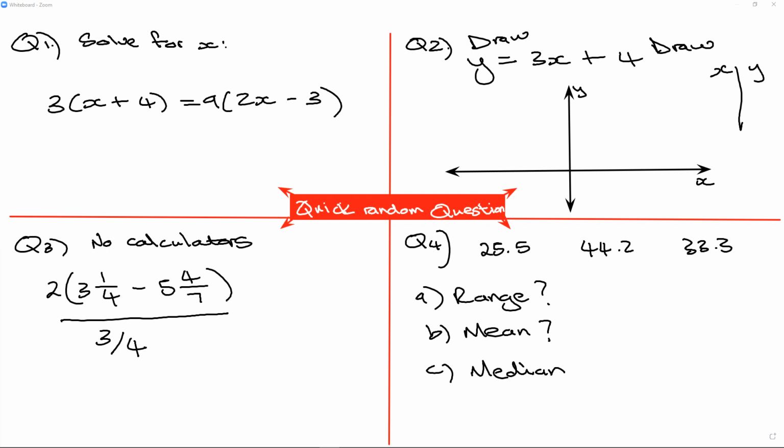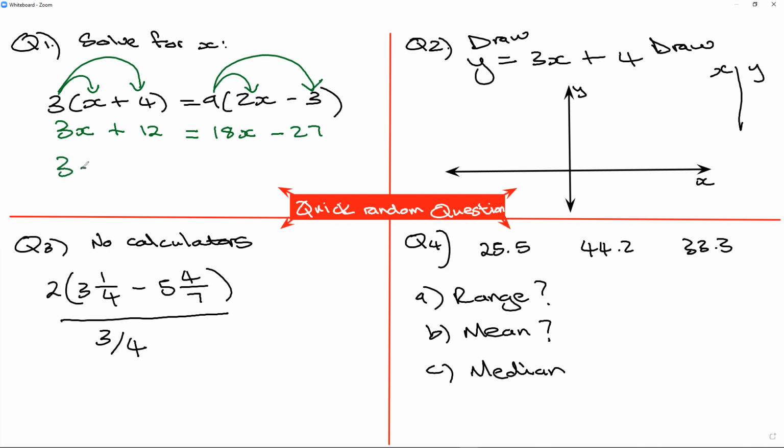All right, the first question over here, I got 3 bracket x plus 4 equals 9 bracket 2x minus 3. Now 3 multiplies into x to get you 3x. 3 multiplied by 4 is 12. That equals 9 times 2x is 18x. 9 times negative 3 is negative 27.